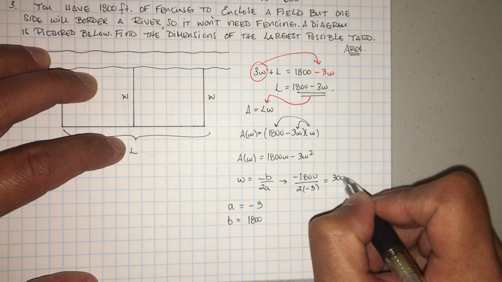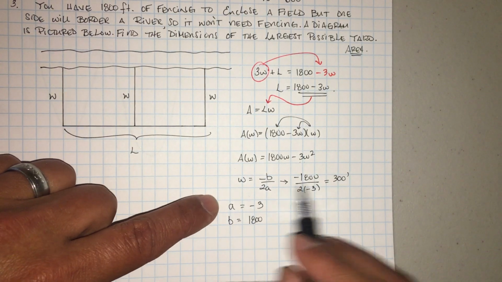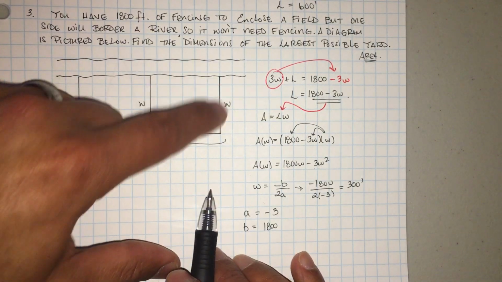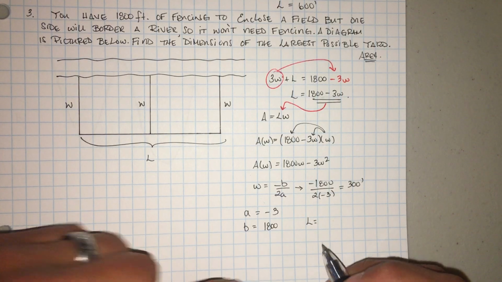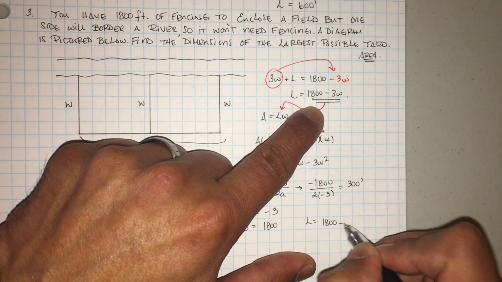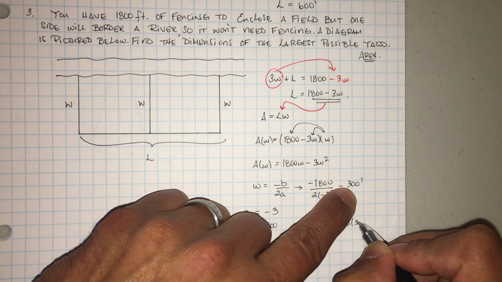Me va a dar 300. It's going to give me 300 feet. Okay. So the width, lo ancho, is 300 pies. So this guy's 300, this guy's 300, this guy's 300. All right. Well, that's good, because now I can figure out my length. Well, where's my length? It's right here. So lo largo es 1,800 menos 3 por lo ancho. And lo ancho es 300.